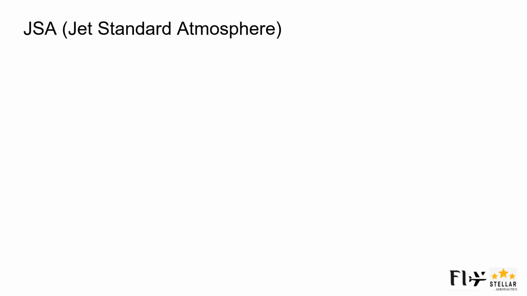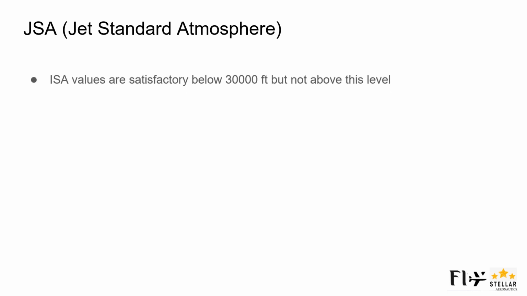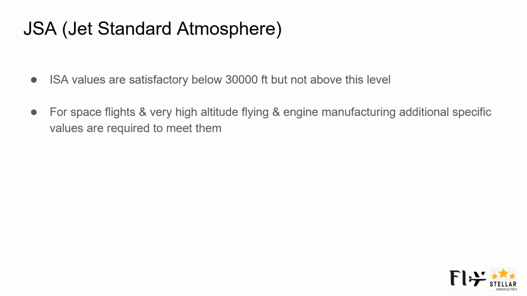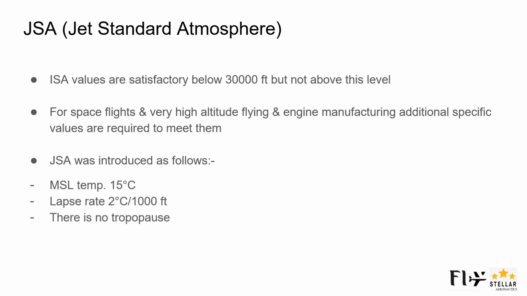Lastly, Jet Standard Atmosphere, that is JSA. ISA values are satisfactory below 30,000 feet but not above this level. For space flights and very high altitude flying and engine manufacturing, additional specific values are required to meet them. Thus, JSA was introduced as follows: mean sea level temperature 15 degrees Celsius, lapse rate 2 degrees Celsius per 1000 feet, and there is no tropopause.